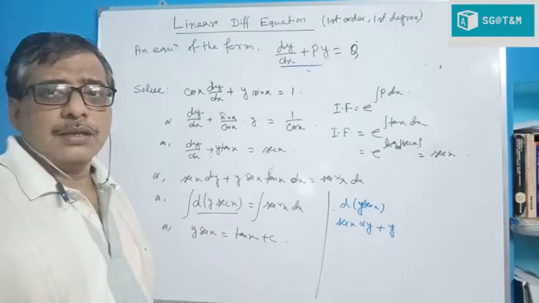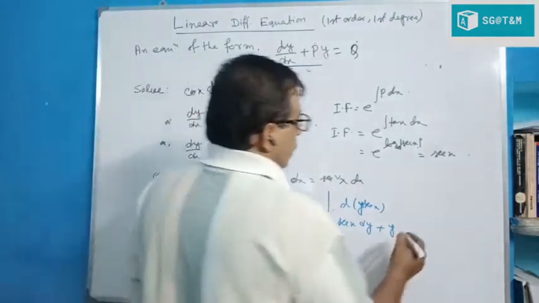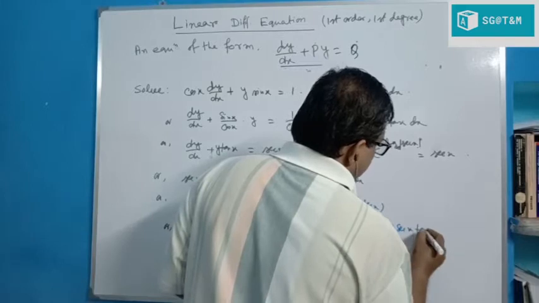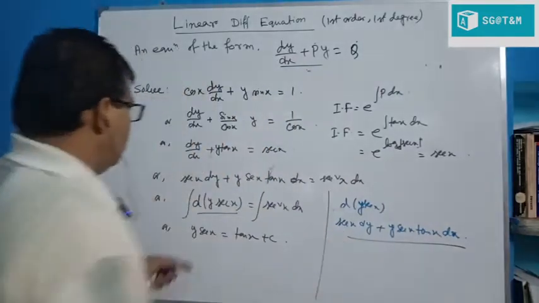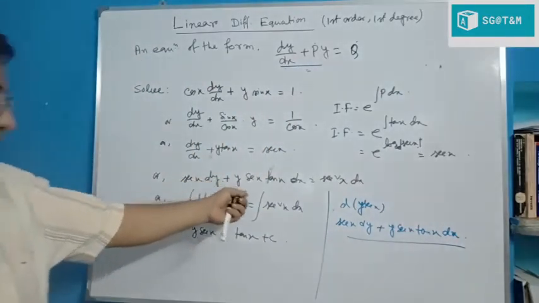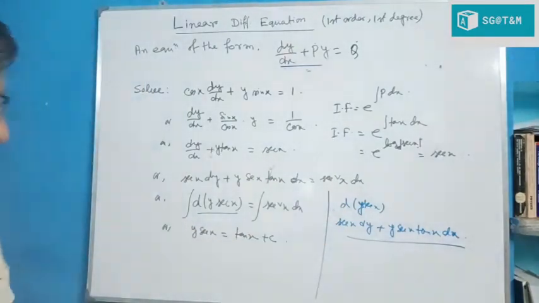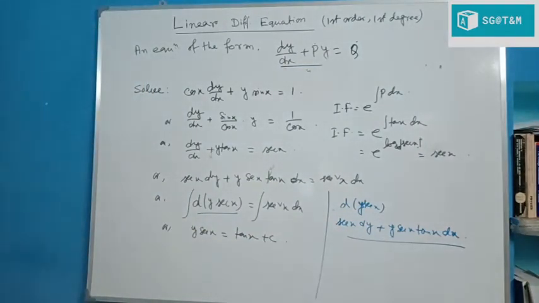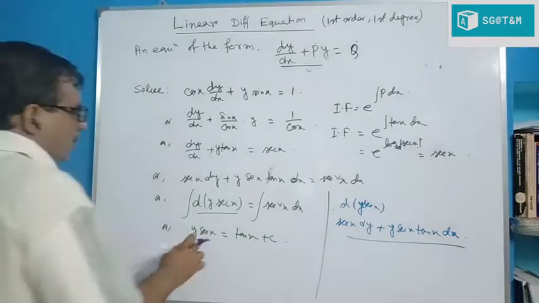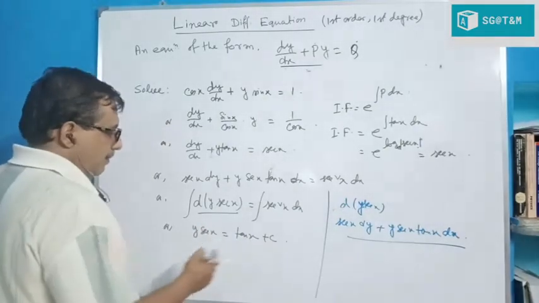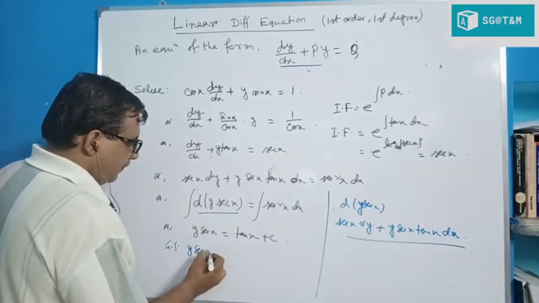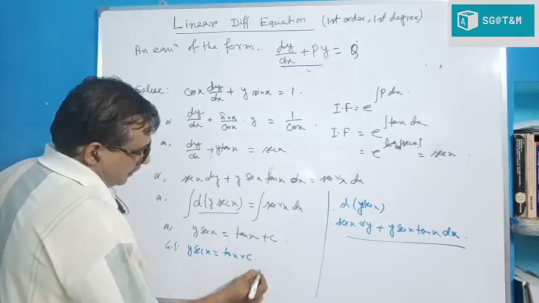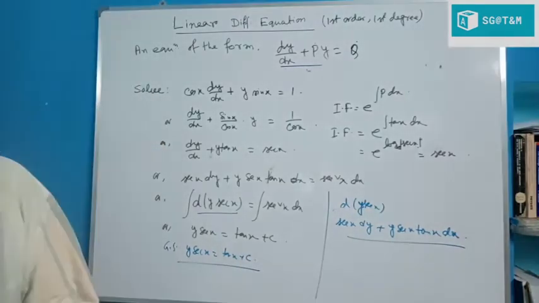d/dx of sec x is how much? Sec x tan x. So d of sec x is sec x tan x, and taking the differential, it will be dx. This is nothing but sec x dy plus y sec x tan x dx. So d of y into sec x is nothing but sec x dy plus y sec x tan x dx. So this is the general solution of the given equation, or you may divide by sec x also. So the general solution is y sec x is equal to tan x plus c. This is the general solution of the equation. Okay.